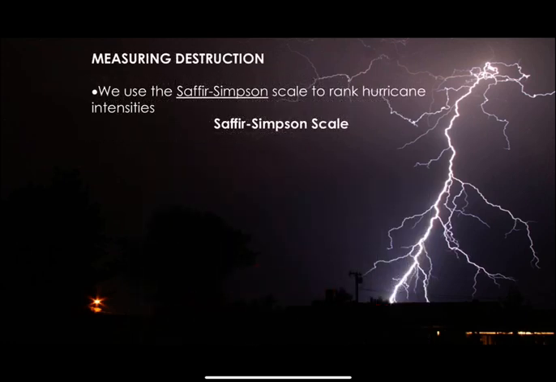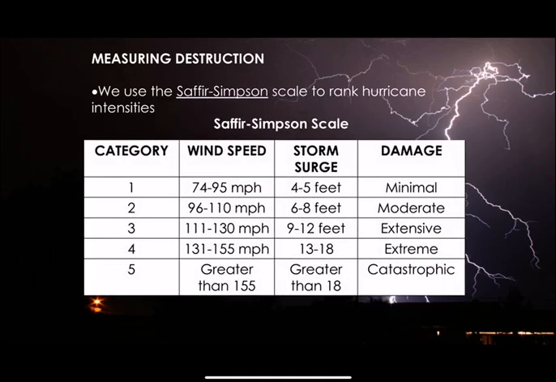Measuring the destruction. We use the Saffir-Simpson scale to rank hurricane intensities. Here is an example of the scale. A Category 1 hurricane has a wind speed of 74 to 95 miles an hour and creates minimal damage. Category 2 is from 96 to 110 miles per hour and creates moderate damage. Category 3 is 111 to 130 miles per hour and creates extensive damage.